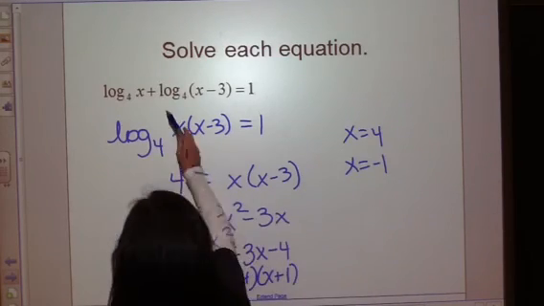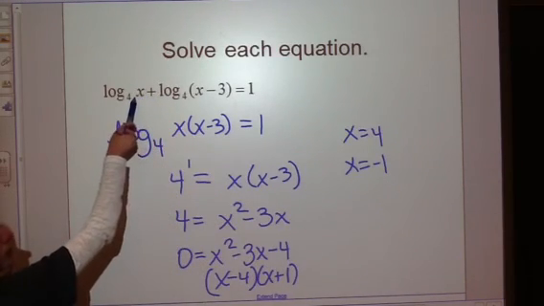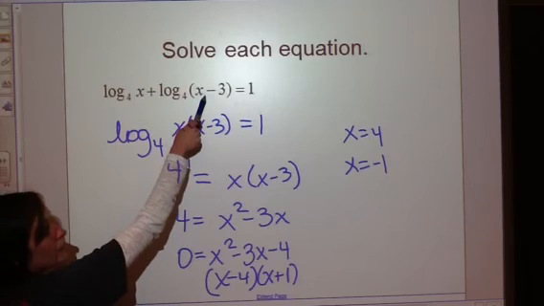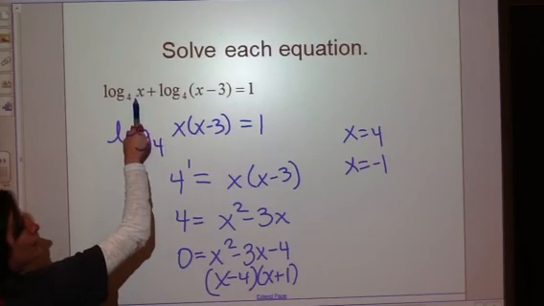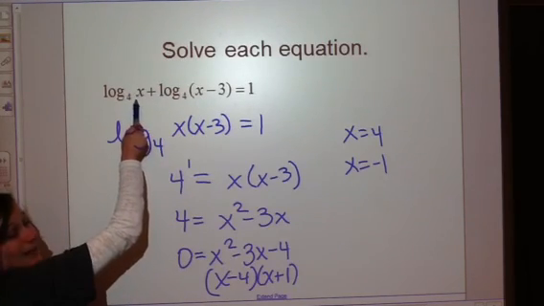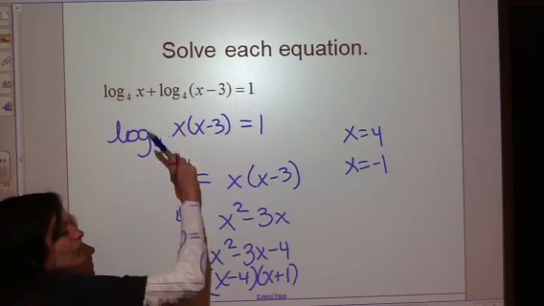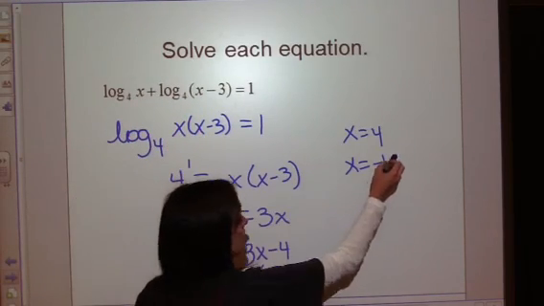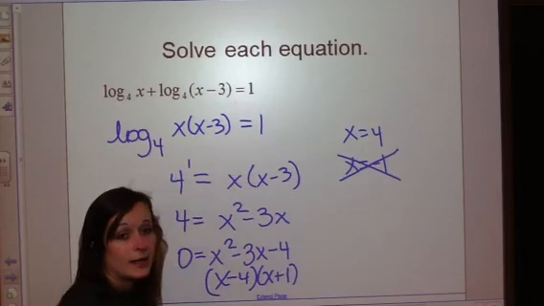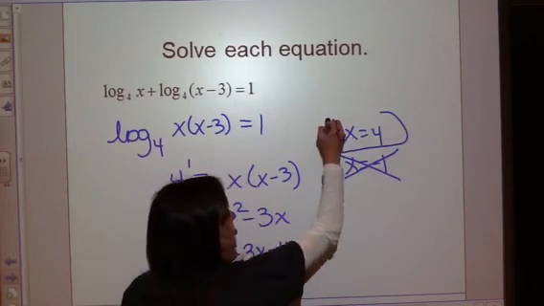Let's test them. If I plug 4 in here, it's okay. If I plug 4 in here, it's 1, so it's okay. If I plug negative 1 in here, negative 1. Plug negative 1 in here, negative 4. Can't do a negative, so it's bad. So 4 works.